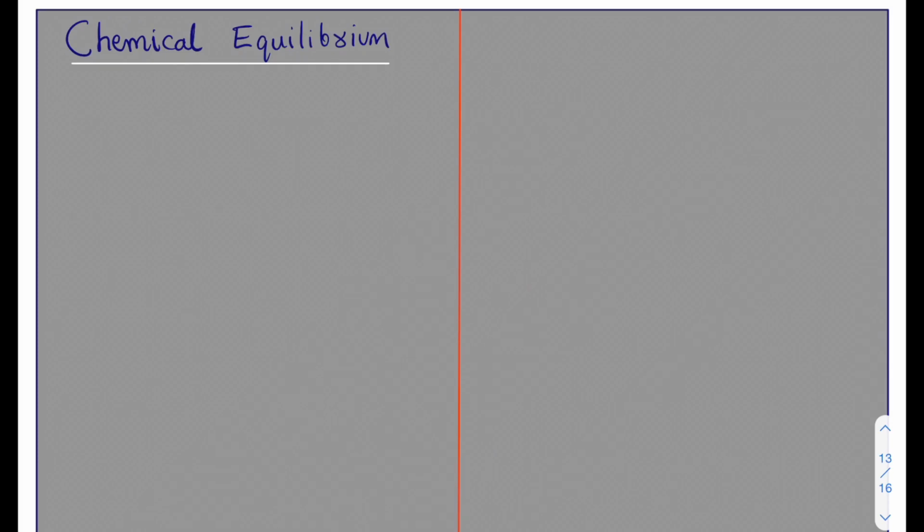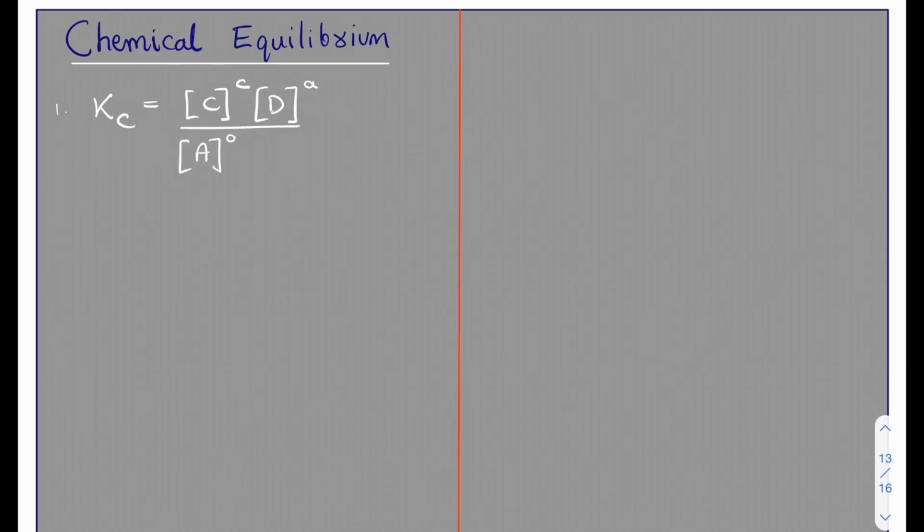Hello students, we'll be recording formulas which are required in chemical equilibrium and ionic equilibrium. So starting off with the first formula that you should be recollecting is your Kc. Kc formula: C raised to c, D raised to d, upon A raised to a and B raised to b. Do remember that Kc is called the equilibrium constant.